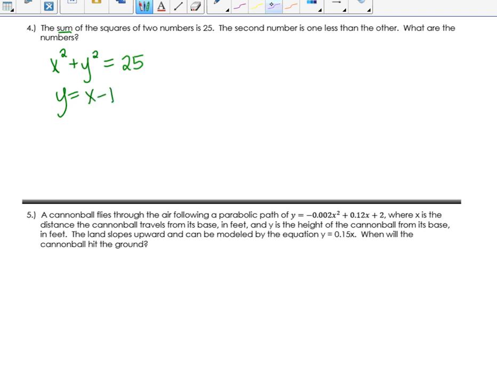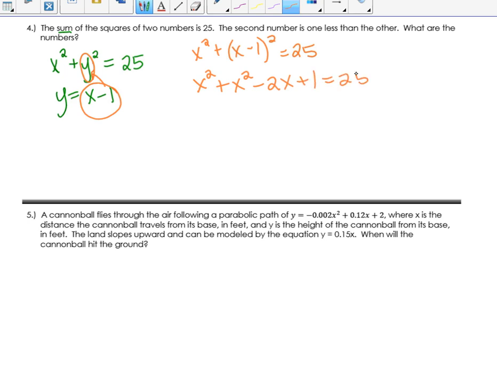So there's your system, and now it's the same deal. We're going to take this x minus 1 and substitute it in for y. And we have x squared plus x minus 1 squared equals 25. Okay, so x squared plus, if you multiply that out, you get x squared minus 2x plus 1 equals 25. Combine like terms, we get 2x squared minus 2x. And if I bring my 25 over, that's minus 24 equals 0. Okay. Factor out a 2, and you're left with x squared minus x minus 12.